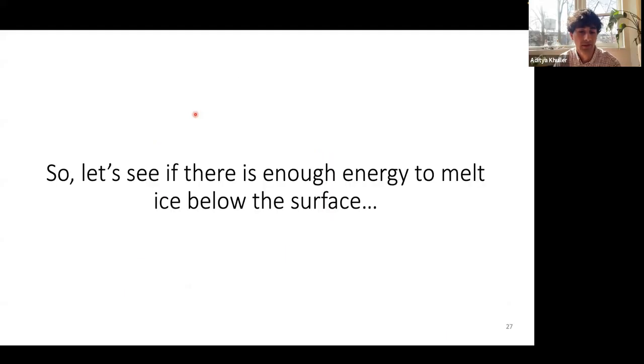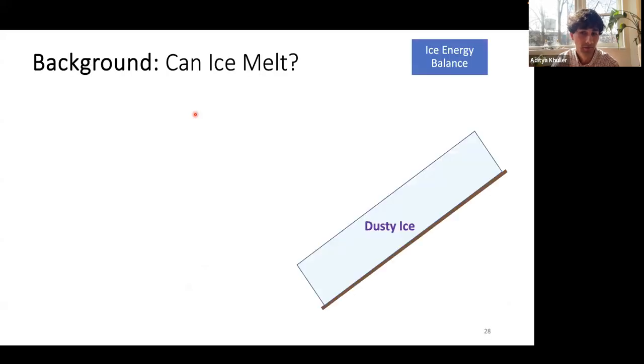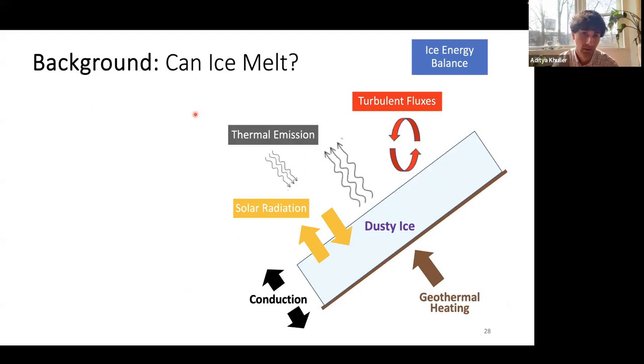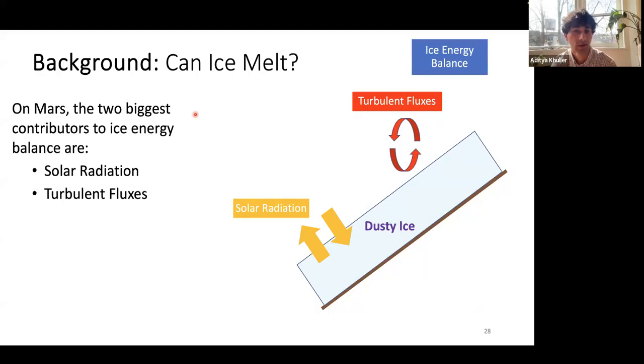So now let's see if that's even possible. Is there enough energy to melt ice below the surface? To do that, we have to consider the energy balance. There's heat from deep inside the planet. Then there's conduction, like when you touch a hot object. Then there's solar radiation, which actually goes through the ice because ice is translucent. And then there's energy to and from the atmosphere through turbulent fluxes. And then we are all radiating at our temperatures in the thermal infrared. It turns out on Mars, the two biggest contributors are solar radiation and turbulence.